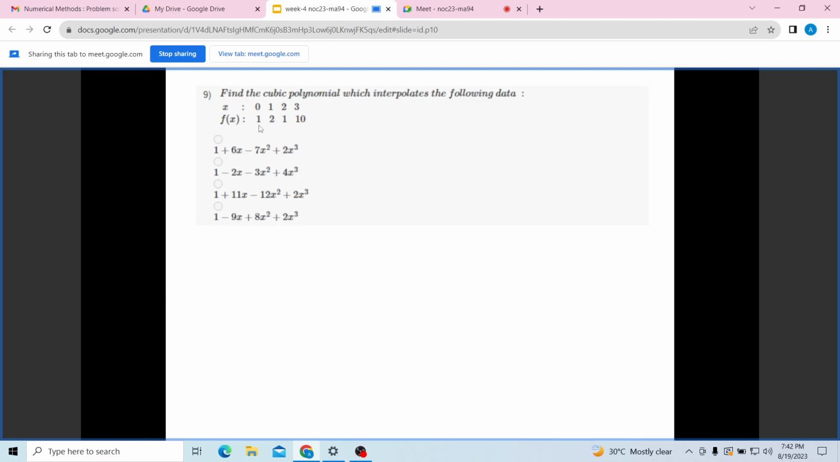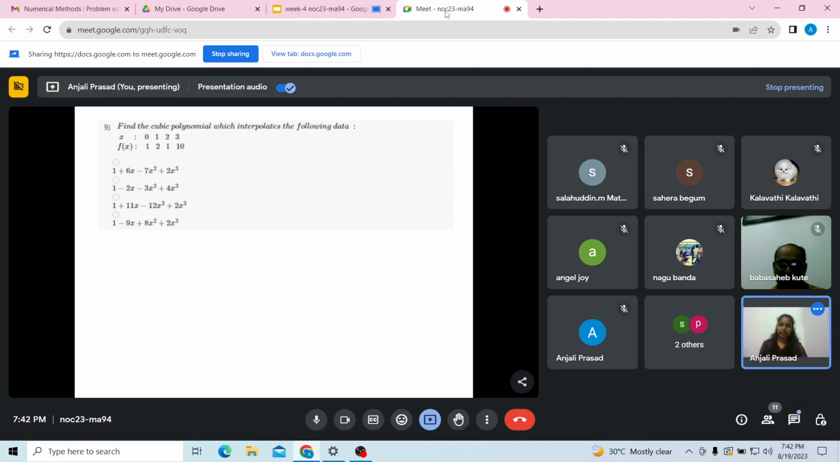Similarly, you can do this using Newton's forward difference formula or backward difference formula. Again, this is interesting because using the data points, you can find the polynomial. So these are the advantages of interpolation. Calculate it and tell me which polynomial you are getting.